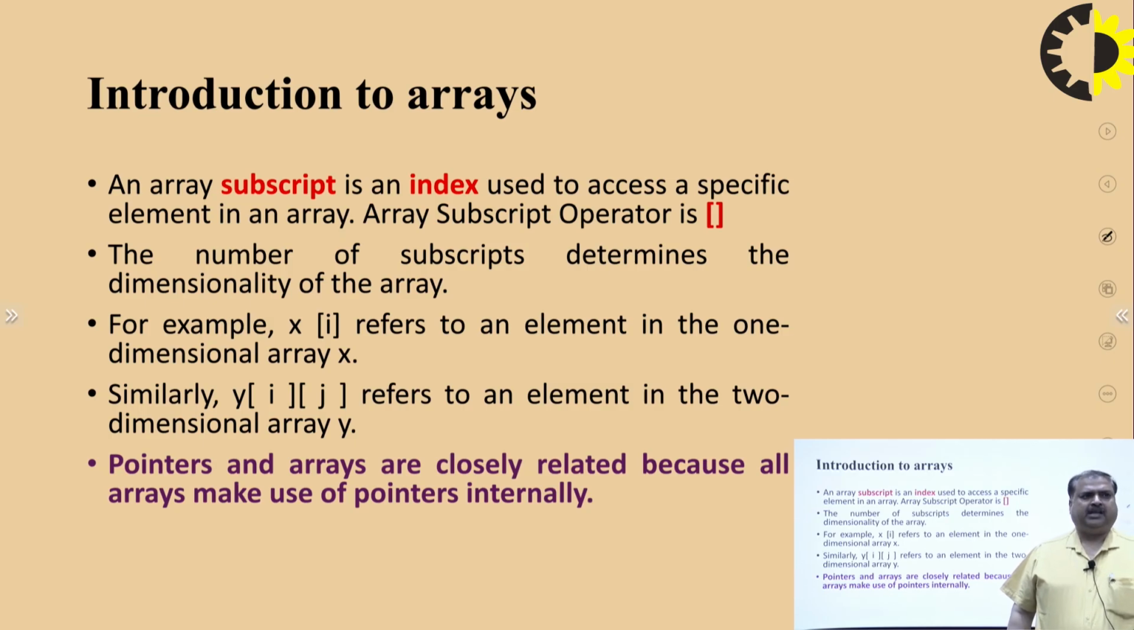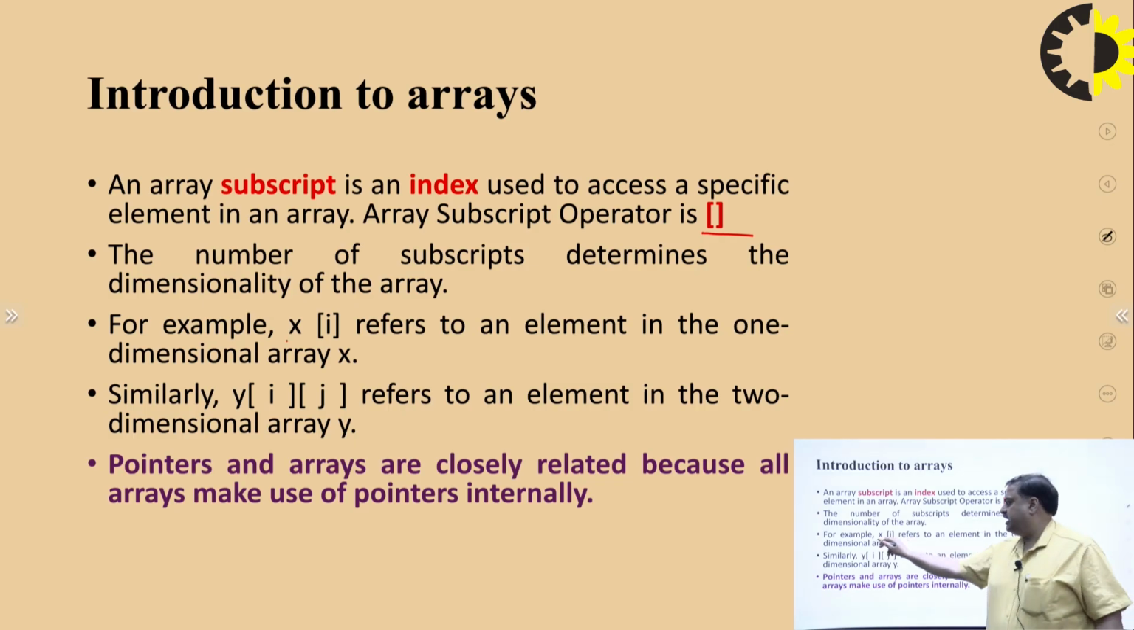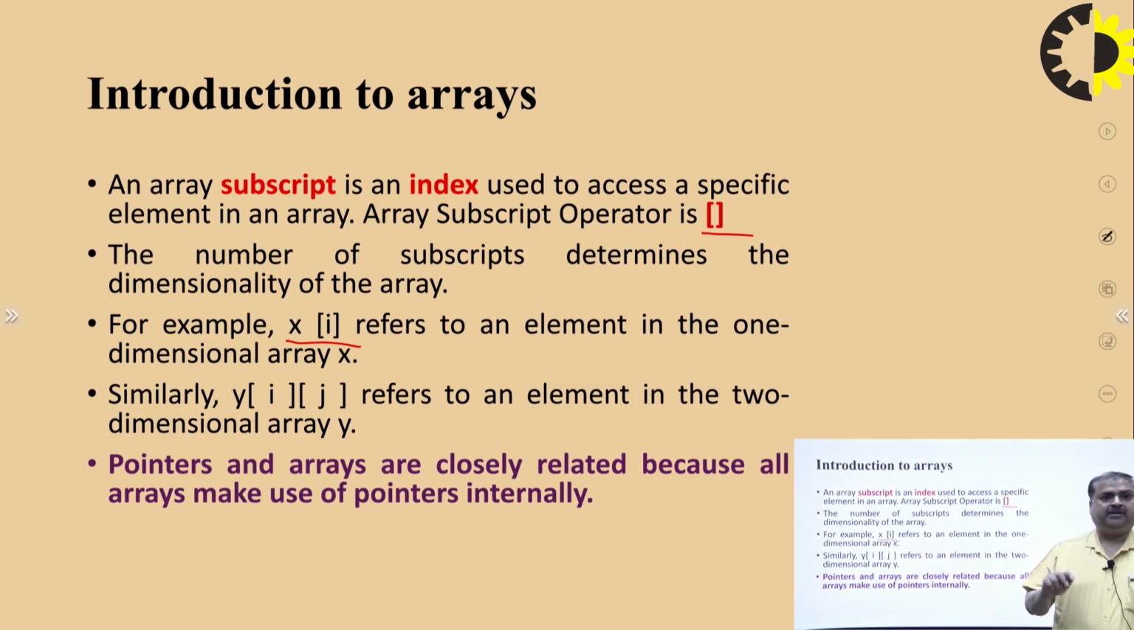So an array is stored in an ordered manner. Every array has a subscript, and this subscript is used to access a specific element in an array. Every element has an index associated with it. That index can be used within the subscript operator, that is these square brackets. Like I can write x[i], so I am referring to the ith element in an array named x.